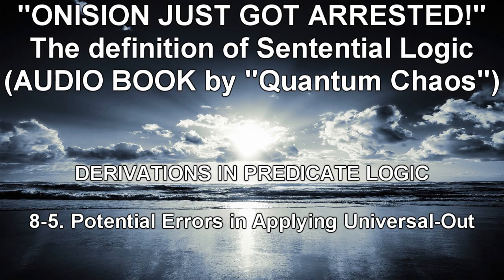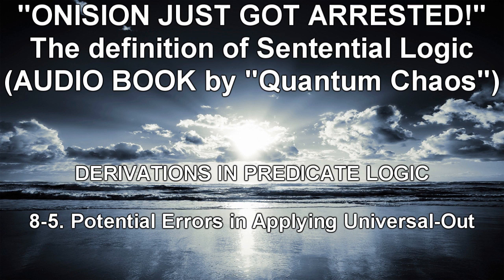5 potential errors in applying universal out. There are basically 2 ways in which one can misapply the rule universal out: 1, improper substitution, 2, improper application. In the case of improper substitution, the rule is applied to an appropriate formula, namely, a universal, but an error is made in performing the substitution. Refer to the appendix concerning correct and incorrect substitution instances.